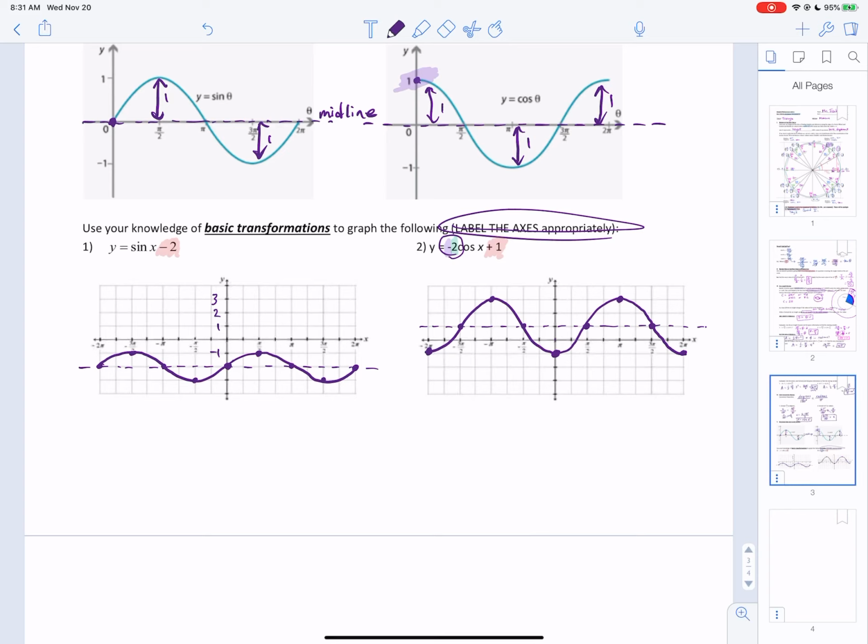What kind of function has this kind of y-axis symmetry, kids? It's even.